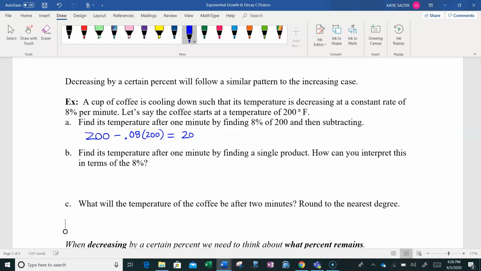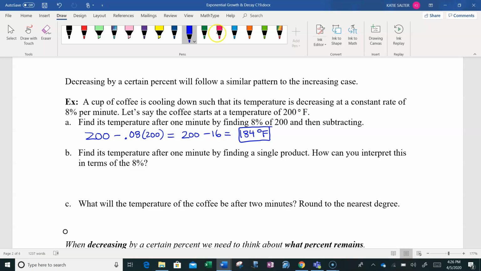So what happens is that's 200, and 8% of 200 is 16. So that would have ultimately given us that after 1 minute, the temperature of our coffee is 184 degrees Fahrenheit. Now it says find its temperature after 1 minute by finding a single product. How can you interpret this in terms of 8%?